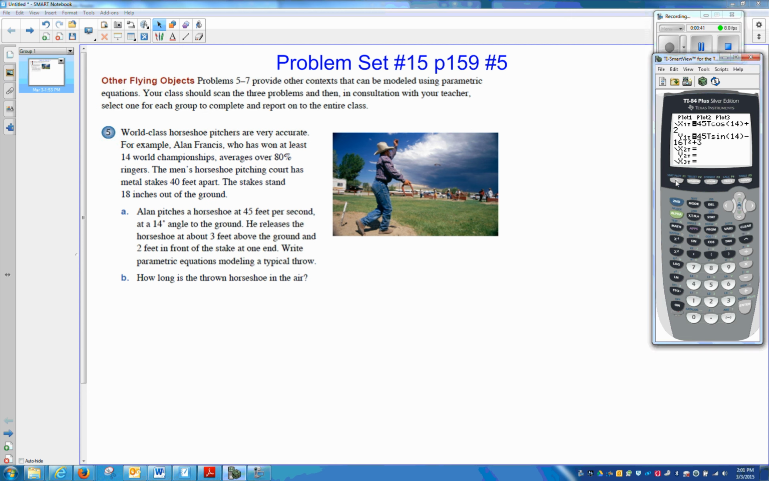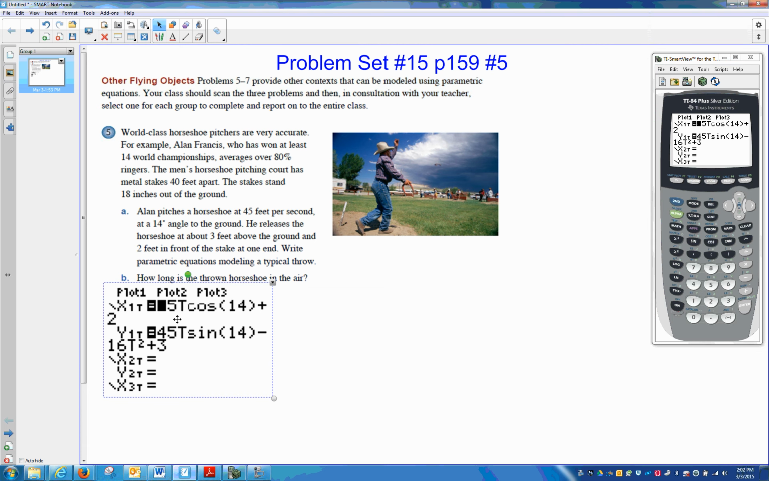I go to my calculator and type in 45t cosine 14 degrees. Now from our previous work, 45 times t is the rate at which it's traveling. The angle of release is 14 degrees, plus the initial distance in front of the stake, which is 2 feet. Vertically, we have 45 times t again, times the sine of the angle of release, minus the pull of gravity, so minus 16t squared, plus the initial height. I'm just going to drop this right over here.